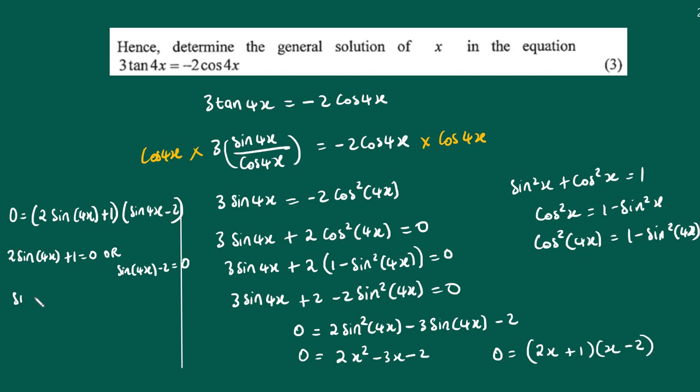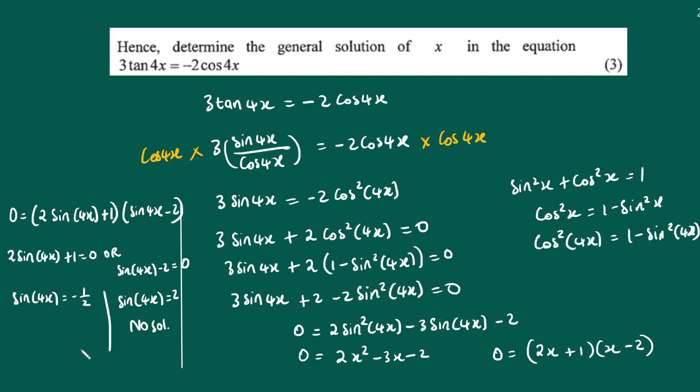So your sine 4x will be equal to what? Negative 1 over 2. And then this side, your sine 4x would be equal to 2. So this one, there will be no solution for it, because the maximum for a sine graph that has amplitude of 1 is 1. Then you can solve this side, as you know.